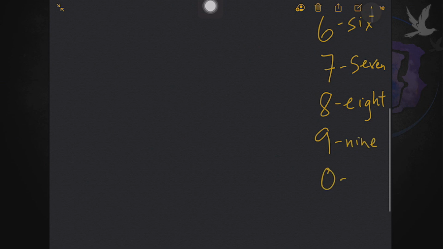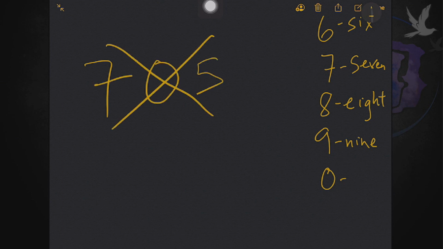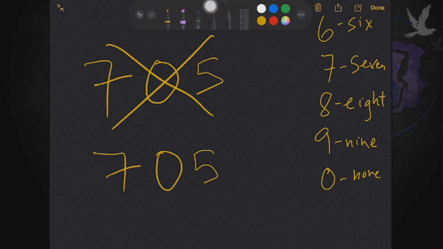But for a 0, you don't say anything at all. You do not mention that number. For example, 705. You don't read the number like that. No, that is wrong. You just mention it as 705. Just to make it clear, none. You don't say anything or write anything.